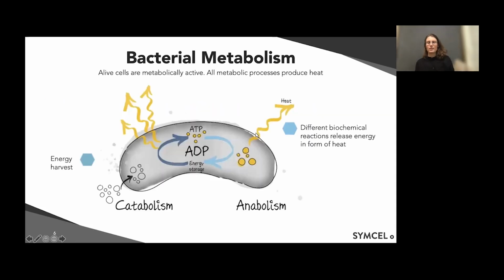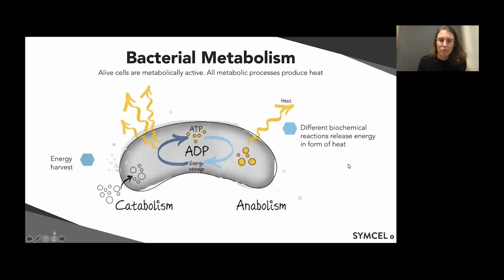The basis of it lies in the bacterial metabolism. So bacterial metabolism consists of catabolism and anabolism. It goes for energy harvest, energy storage, and a lot of energy is turned over during these processes. And these processes are actually metabolic pathways that consist of individual biochemical reactions. And each biochemical reaction will release energy, free energy in the form of heat. And that is basically what you can measure with calorimetry, with isothermal calorimetry.